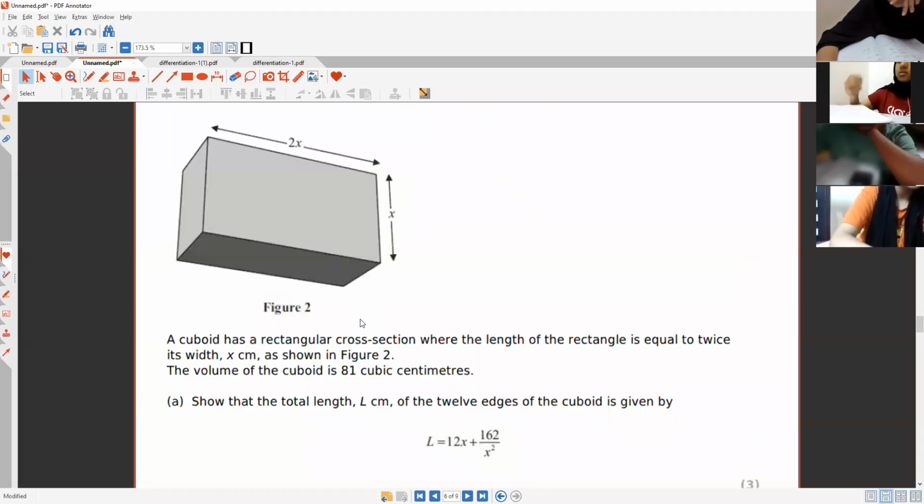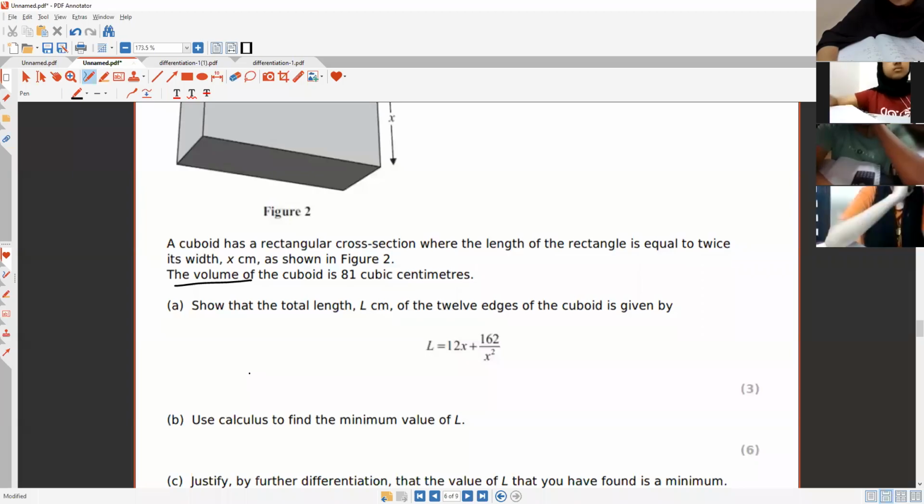Volume. Okay, fine. Now, what did they mention? They mentioned the volume. If you see, they mentioned the volume. So I need to write the volume first.